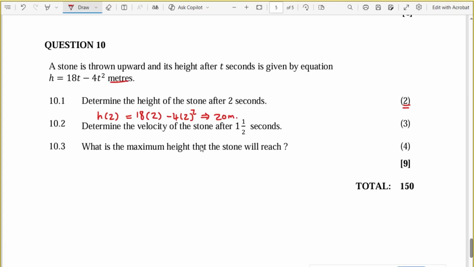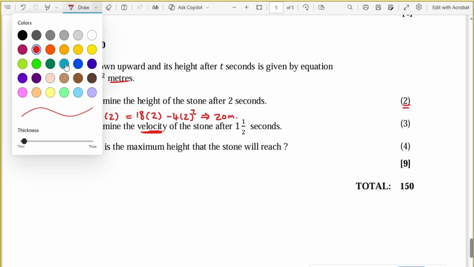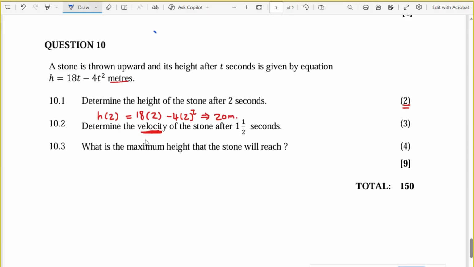20 meters, right? Because they said meters. Then the next question, determine the velocity, né? When you see the word velocity, you find the first derivative. So I'm just going to put that here as an exam tip. When you see the word velocity, it means find h prime at t, then substitute that where needed to get the velocity. So we need to derive this. If h at t is equal to 18t minus 4t squared, what is my h prime at t? This will be 18 minus 8t.